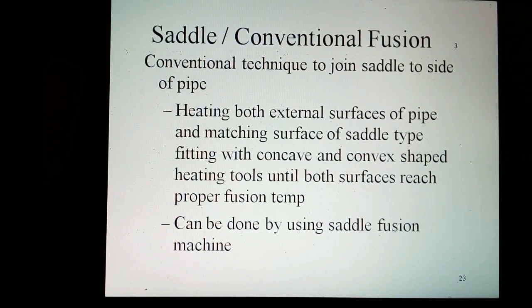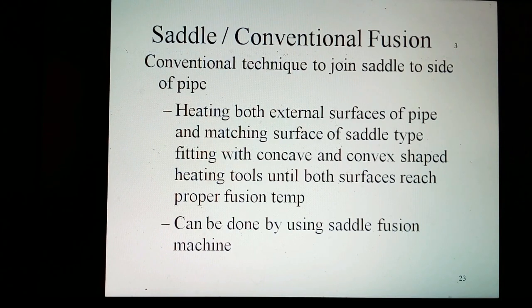Saddle fusion is a conventional technique to join a saddle to the side of a pipe. It consists of simultaneously heating both the external surface of the pipe and the matching surface of the saddle fitting until both reach the recommended fusion temperature. This may be accomplished by using a saddle fusion machine that has been designed for this purpose.